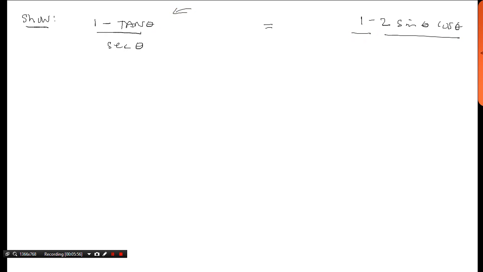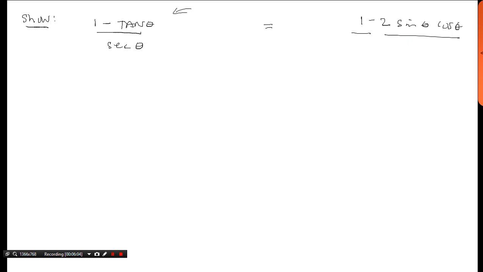Show, and this is directly out of your textbook, I want to show that (1 minus tangent of theta over secant of theta) equals, notice the big equal sign, 1 minus 2 sine of theta cosine of theta. Now note, on the right side, how many things are there? 1, 2. On the left side, how many things? It's one giant fraction. So I need to find some magnificent way of simplifying this down.